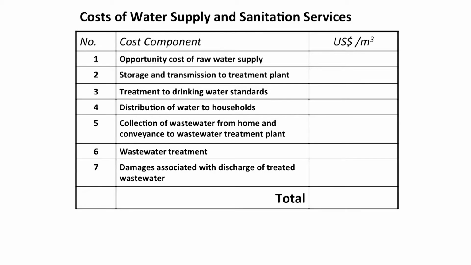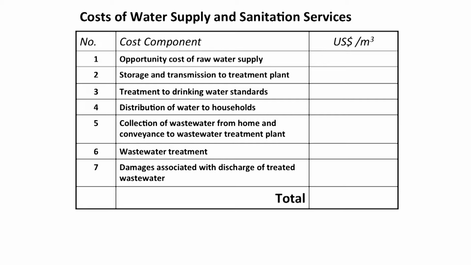The fourth component is the water distribution network to carry the water from the water intake treatment plant to homes and businesses. The fifth cost component is the sewer network to collect wastewater from homes and businesses and carry it to the wastewater treatment plant. The sixth cost component is the treatment of the wastewater collected. These costs can vary widely depending on the constituents of the wastewater stream, the characteristics of the location, and the standard of treatment required. The seventh cost component is any remaining damages associated with the discharge of treated wastewater.